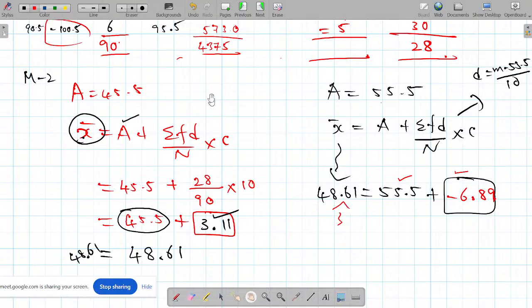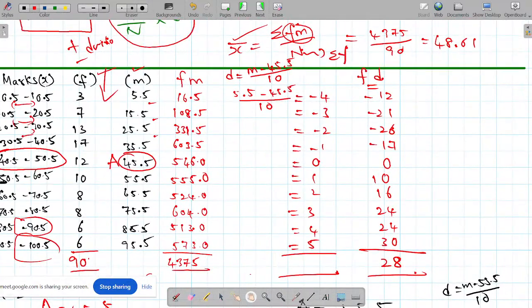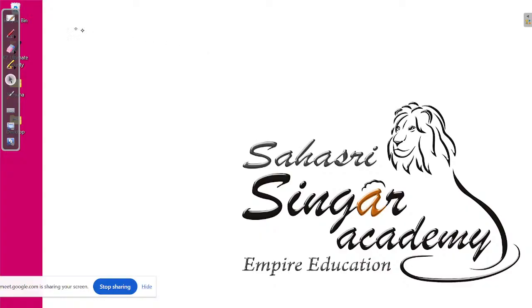Now, the same method as we worked out here. We found the D value and FD. The D value was found using 45.5. Now you use the D value as M minus 55.5 divided by 10. Then find FD. We'll check whether you're getting this value. Yes, please do it.